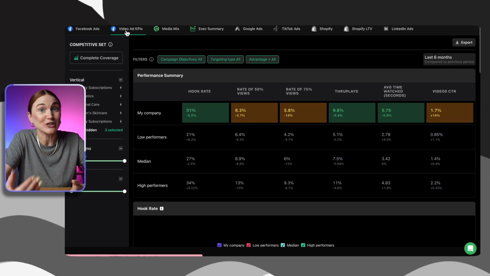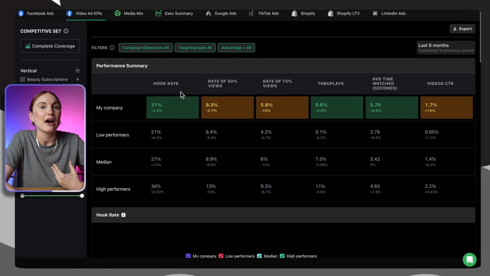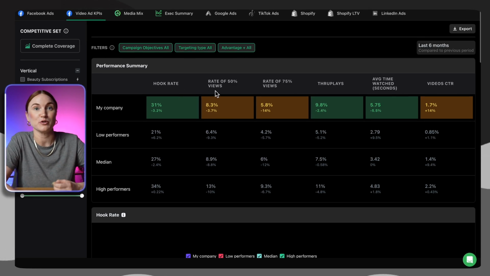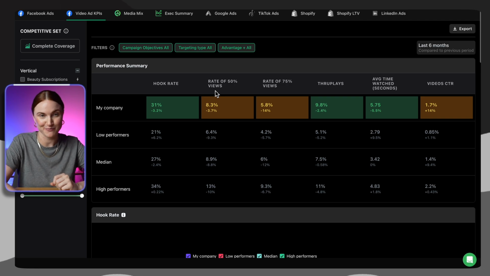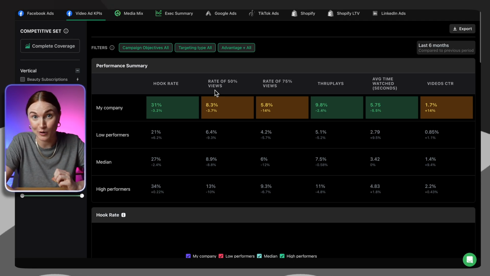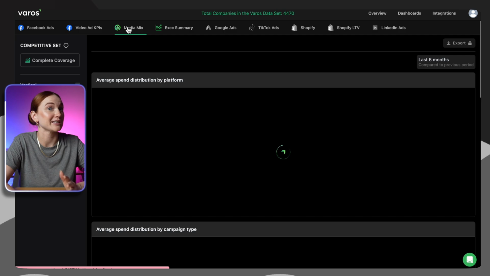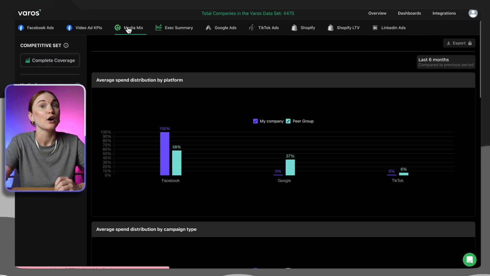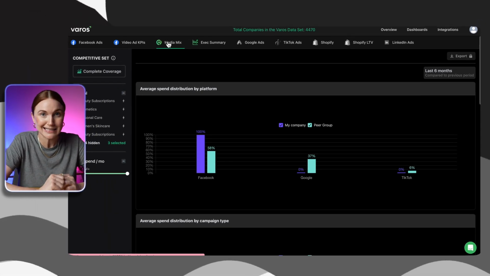So here we can actually zoom in on, hey, how does our hook rate compare to others in the vertical? What about 50% of views, 75% of views? And also looking at through plays, which is just their hold rate metric. We can also see the average time watched. Another thing that I like to look at here is media mix. So you're actually able to see the spend distribution for other brands in your industry through Facebook, Google, and TikTok.